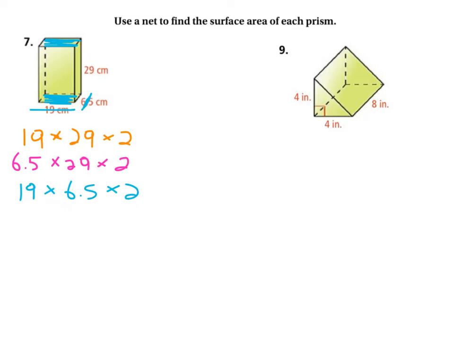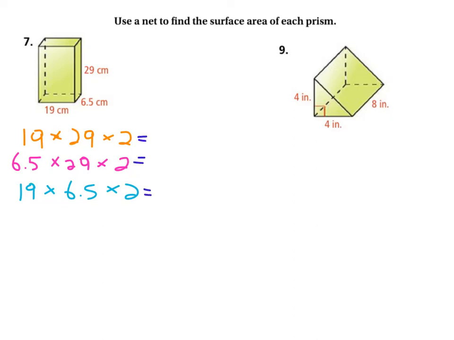Now, the net effect of this is that we've got all 3 of the measurements. You pair them up in all of the 3 possible combinations. You do 19 times 6.5, 19 times 29, and then 29 times 6.5, right? And you do each of those twice. So we can calculate this out and sum them up.